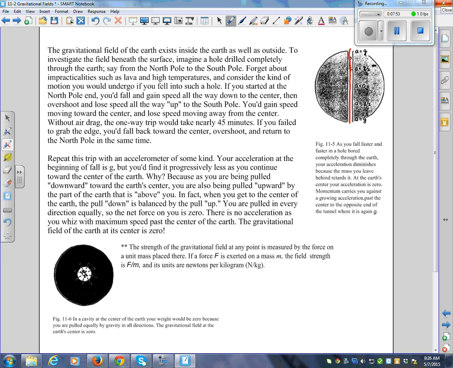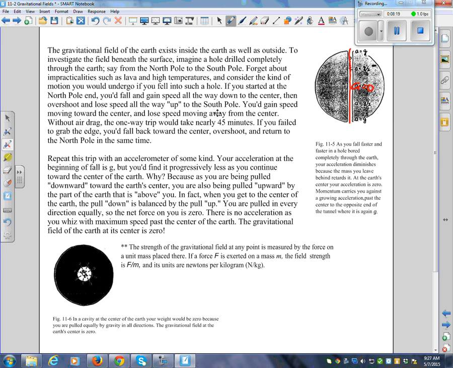Same idea. Where is the acceleration zero? You can't see it on the screen very well, but on your page maybe you can. Where is the acceleration zero? Right in the center. Now, does that mean you'd hover there and just sort of float around in the middle of the Earth? No, you just stop accelerating. It's not how fast you're going, it's how fast you're changing speed. Okay?